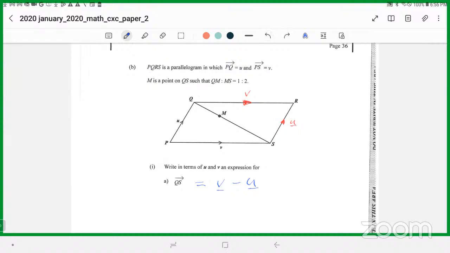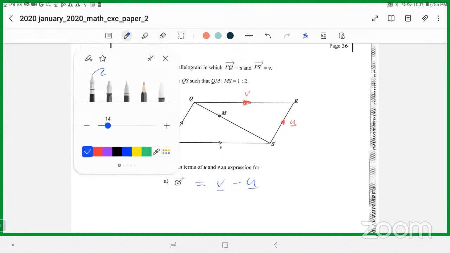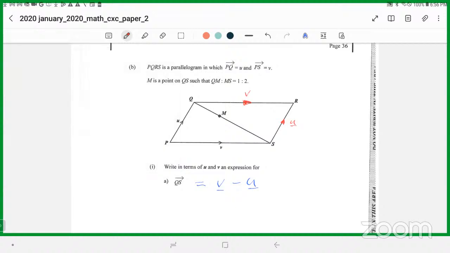side, such that QM to MS is 1 to 2. QM is this piece. MS is this piece. All right, and then in the ratio 1 to 2. So it is like QM is one part of the line. I'm gonna put the 1 on it. MS is 2 parts of the line. I'm gonna put the 2 on it. So the total parts on the line is 3.